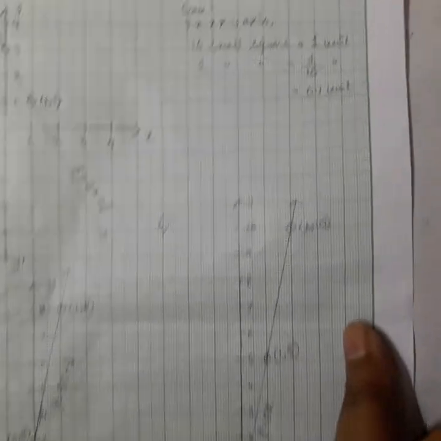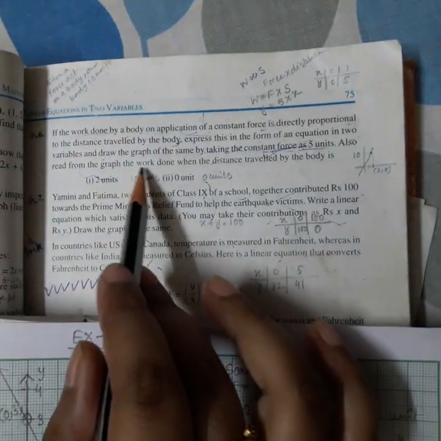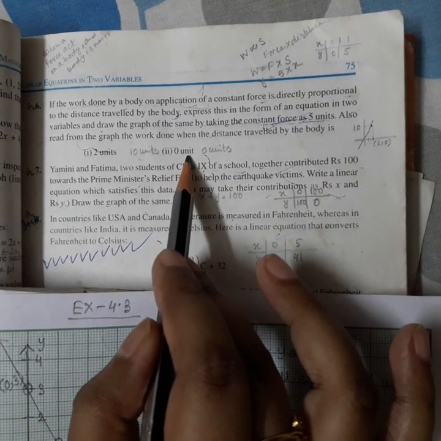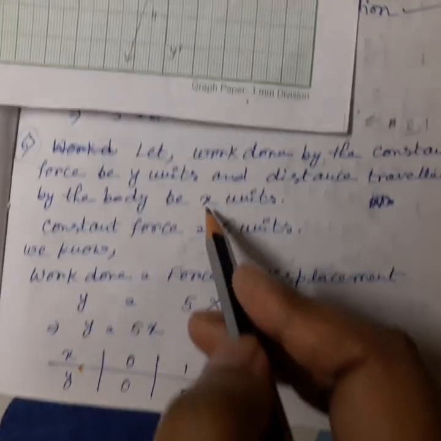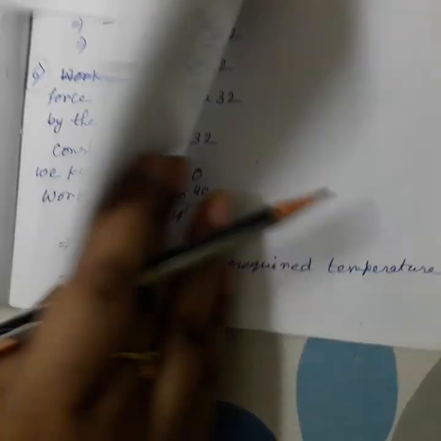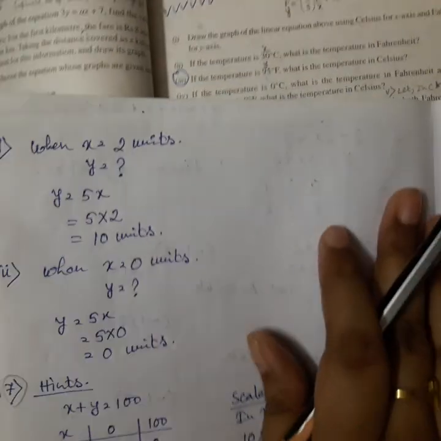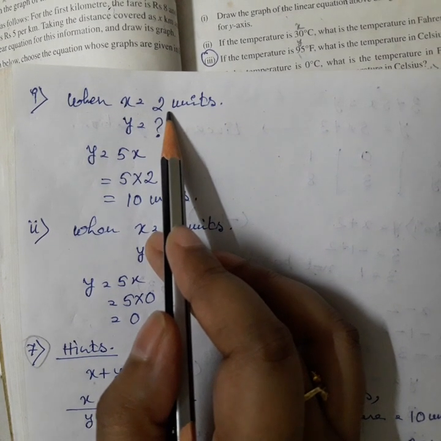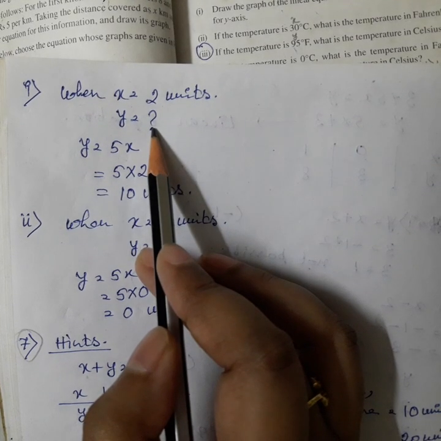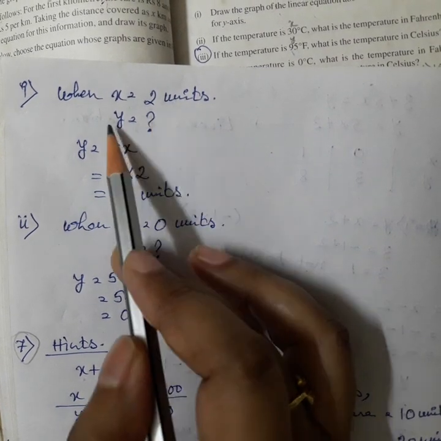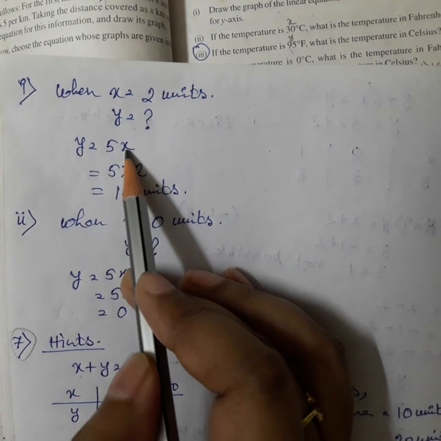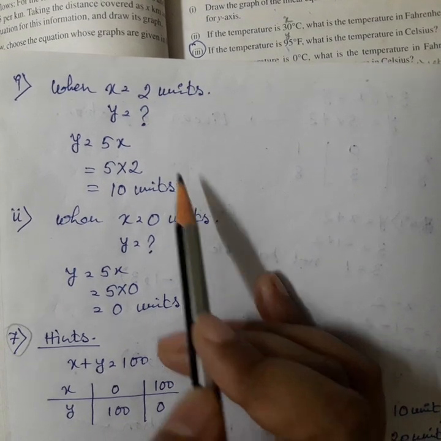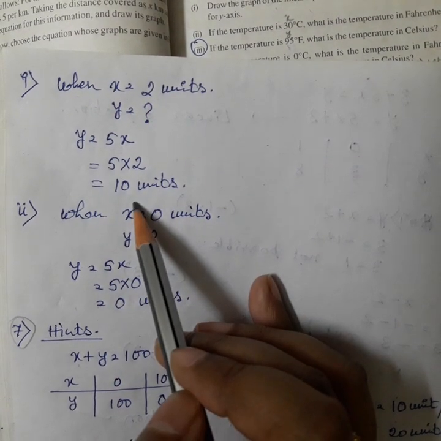Now the second part in your question: read from the graph the work done when the distance travelled by the body is 2 units and 0 units. Distance we have taken as x units. So when x equal to 2 units, you have to find the work done, that means y equal to question mark. We know the equation y equal to 5x. Just put the value of x, so it comes to 10 units. That means when x equal to 2, y equal to 10 units.